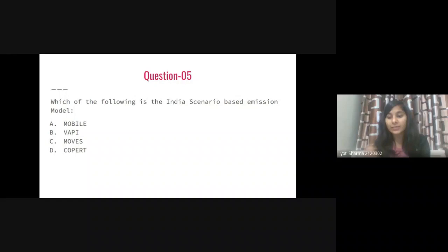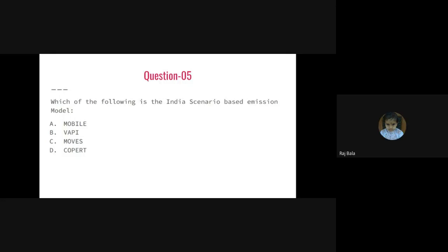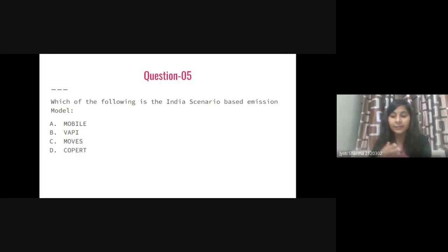Okay. So as you told, why are we talking about these models that we can't use? Obviously we have some models that are related to countries like us, countries that don't have that much data. So you have to tell me the particular model that can be utilized for this Indian scenario based emission. The options are A, B, C, D: MOBILE, VAPI, MOVES, COPERT.